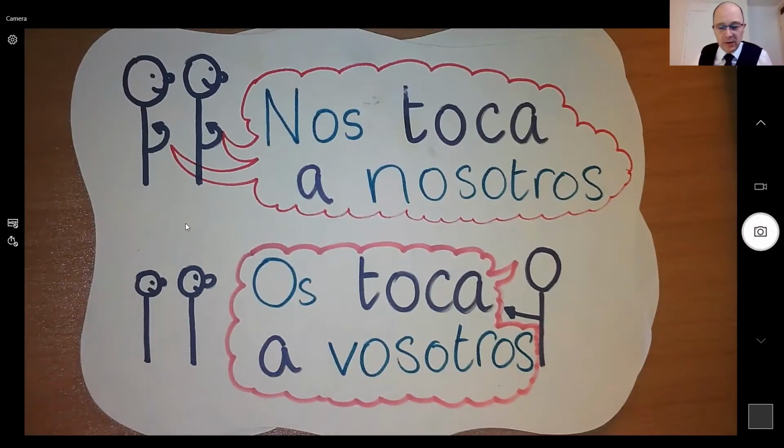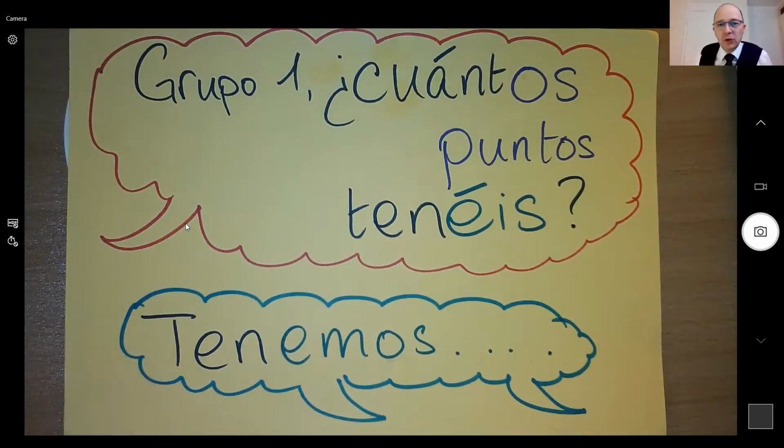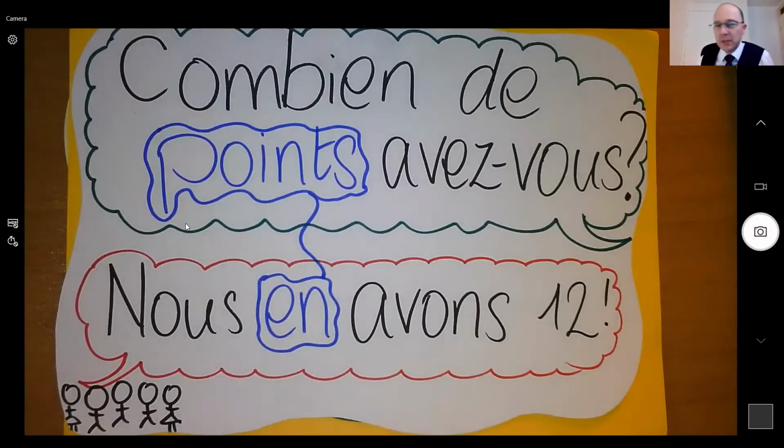It's your turn to answer the question. And at the end of the lesson, Grupo 1, ¿cuántos puntos tenéis? We ask them how many points they've got. Tenemos, in French, this is great. Combien de points avez-vous? Nous en avons 12. Okay, they could answer with nous avons 12 points, but nous en avons 12 is a great opportunity to teach the use of en with numerals, isn't it?